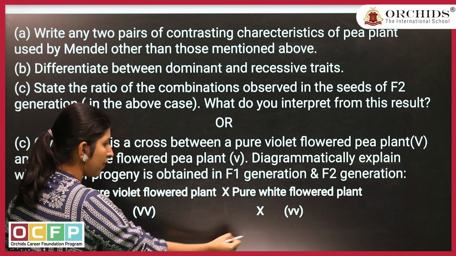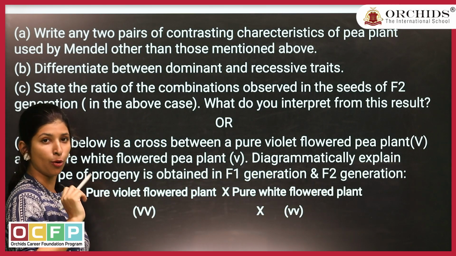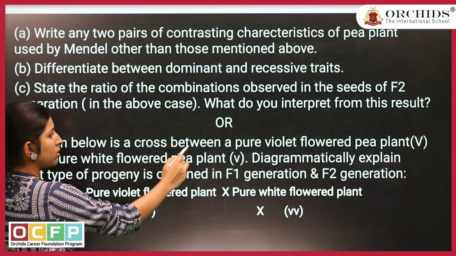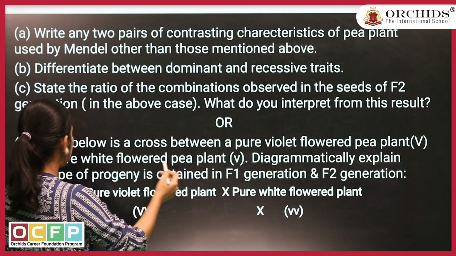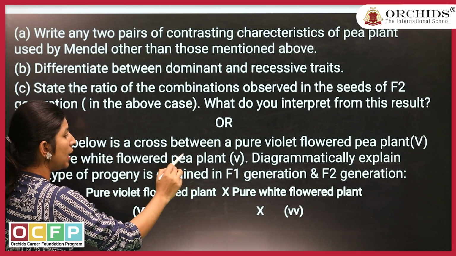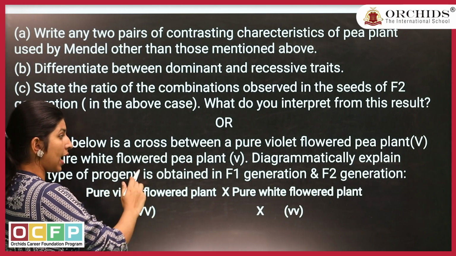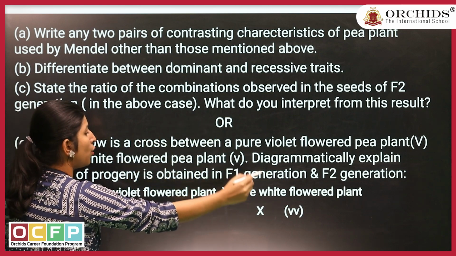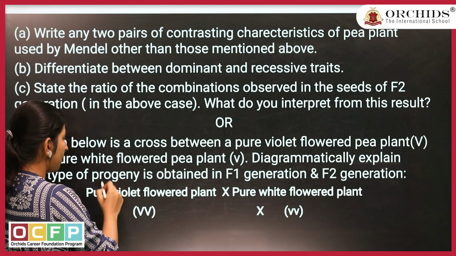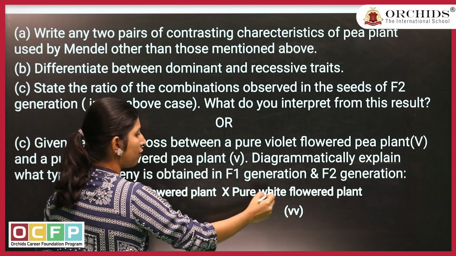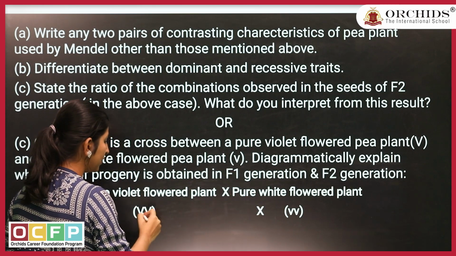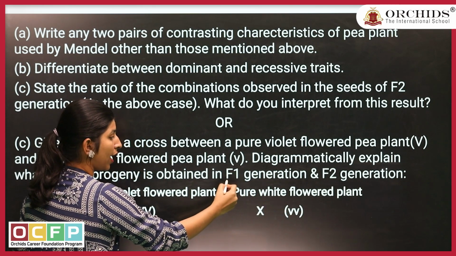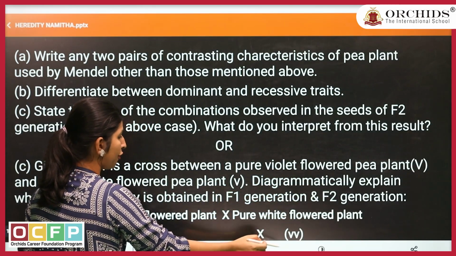This itself says that this is a monohybrid cross. We are going to cross between a pure violet flowered plant and a pure white flowered pea plant. So they are asking us to diagrammatically explain the monohybrid cross between the pure violet flowered plant and pure white flowered plant. They gave us the genotype as well. We should find out the F1 and the F2.